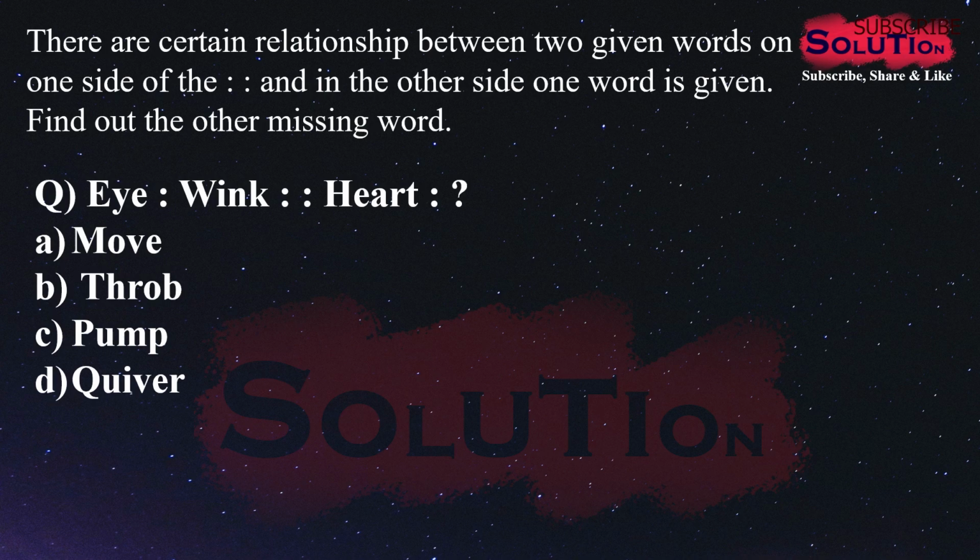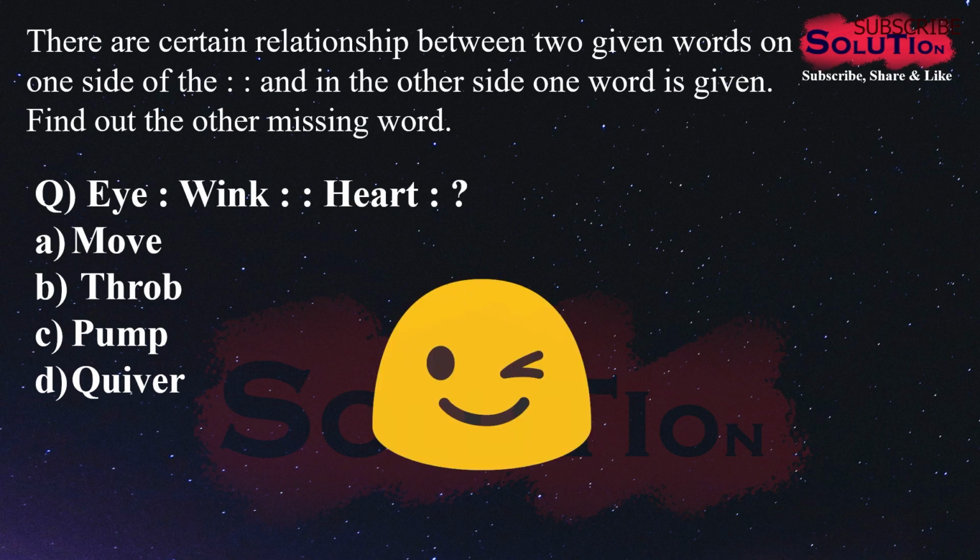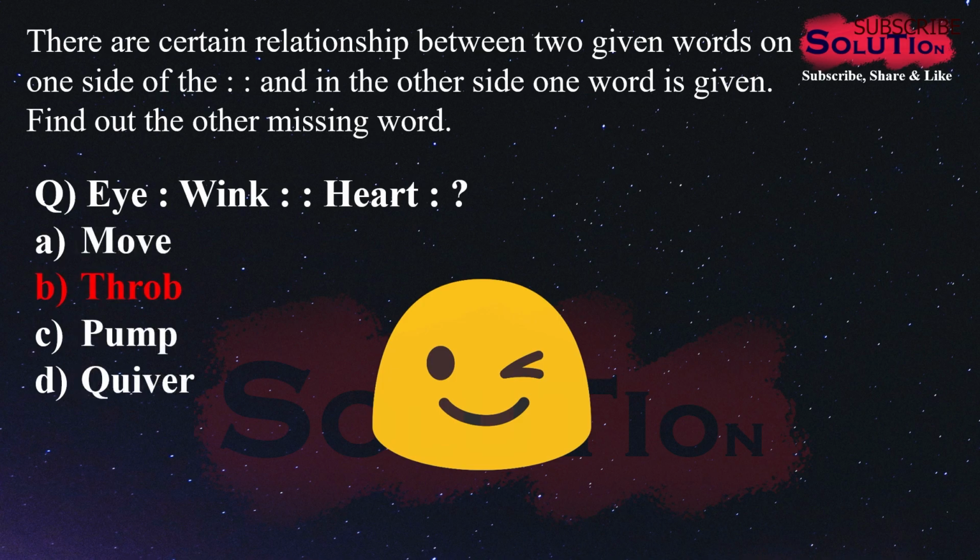Let us go to the next one. Eye is used to wink. So what is the wink? This is how we wink. Similarly, for heart, what is the exact word that we use? Throb. It is advised that you please check the meanings in the dictionary so that you can connect to the answers.